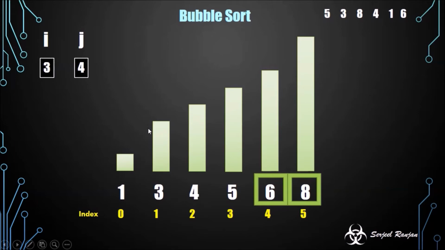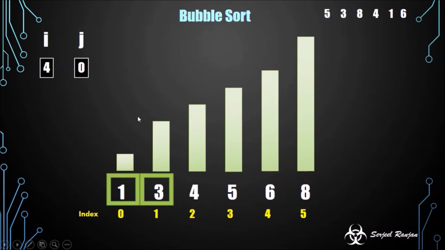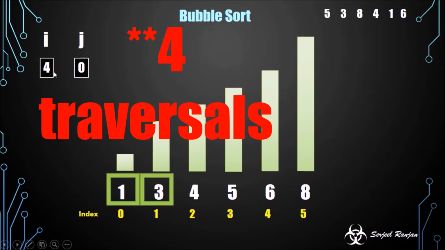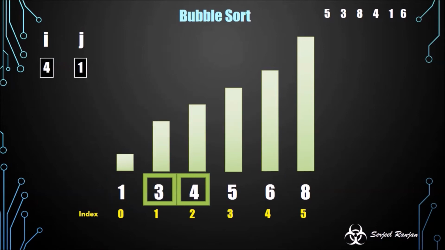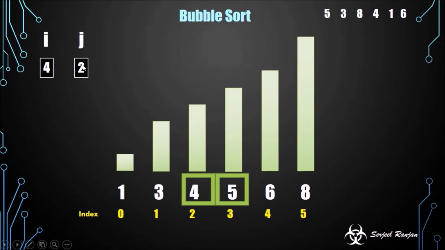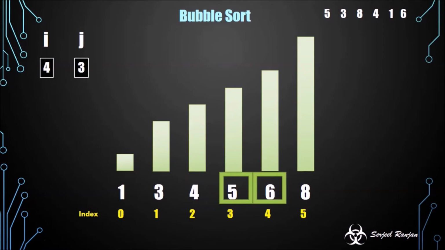Currently we will follow this pattern. Later I will explain to you the optimization of this. So the window has again come to the 0th index and i is 4, meaning 5 traversals have finished. Okay, so 1 and 3 in correct order, 3 and 4 in correct order, 4 and 5 in correct order, 5 and 6 in correct order, and 6 and 8 in correct order.